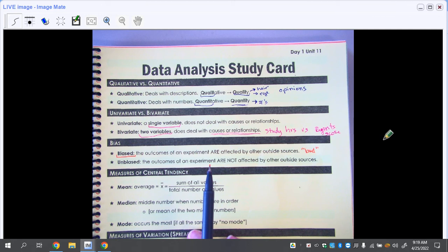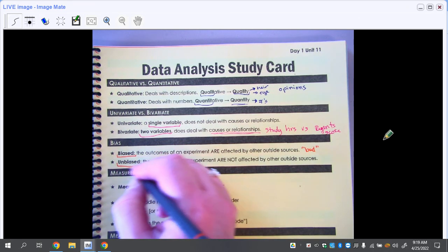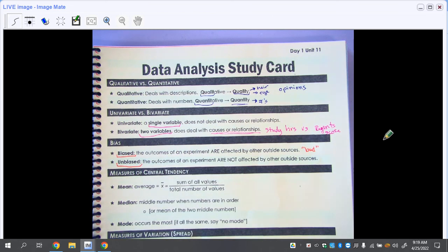Or a cigarette company is conducting an experiment to figure out the harms of smoking cigarettes. There could be bias in there because clearly they want people to think that there is no harm in smoking cigarettes when actually there is. So bias is bad. That means that the data is affected and is not actually showing the true information that's happening. Unbiased means that nothing is affected. It's as random as it can possibly be. Random is a good thing. And it's not skewed in any kind of a way.